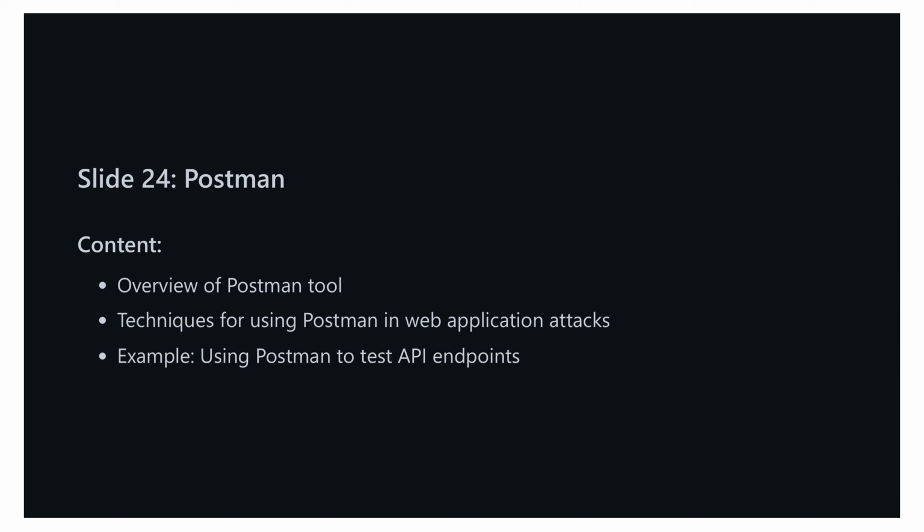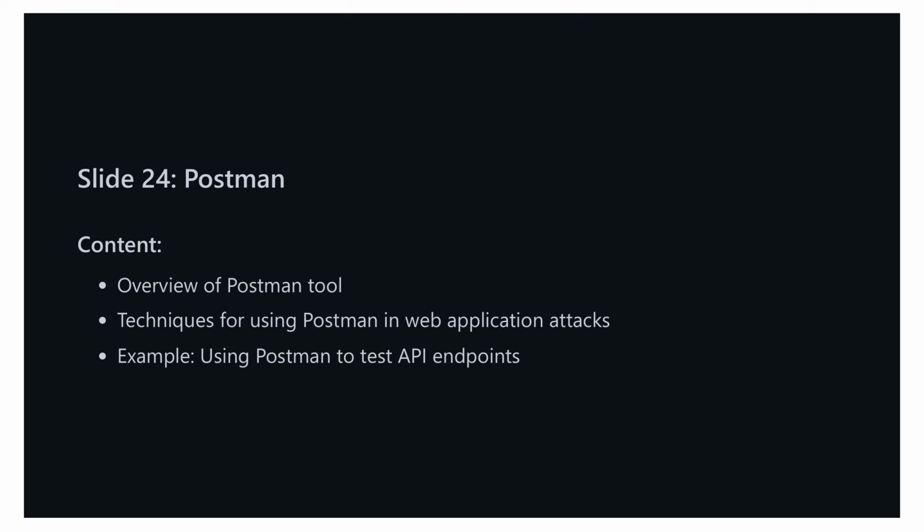In the previous slide, we discussed the Zed Attack Proxy, or ZAP. We covered an overview of the ZAP tool, techniques for using ZAP in web application attacks, and provided an example of using ZAP to perform automated vulnerability scanning. Now let's move on to our current focus, Postman. Postman is a powerful tool widely used by developers for testing APIs. It plays a significant role in web application security by enabling us to test API endpoints comprehensively.